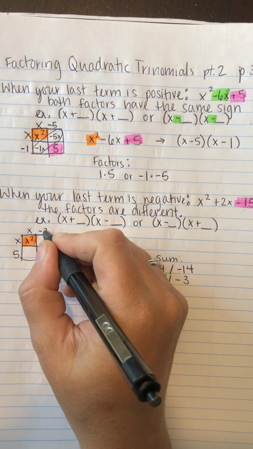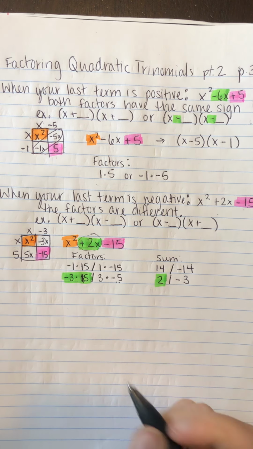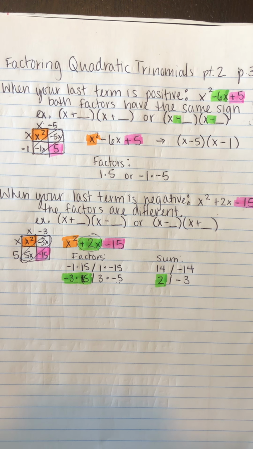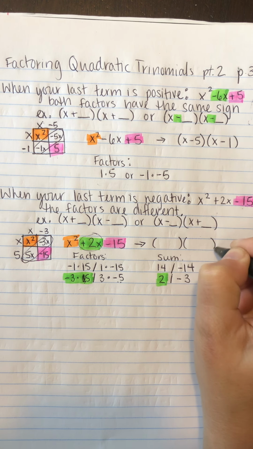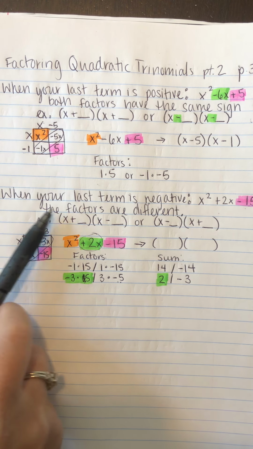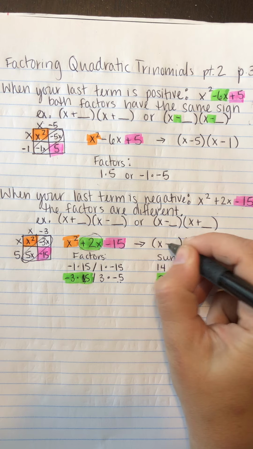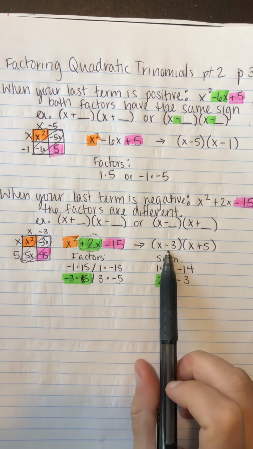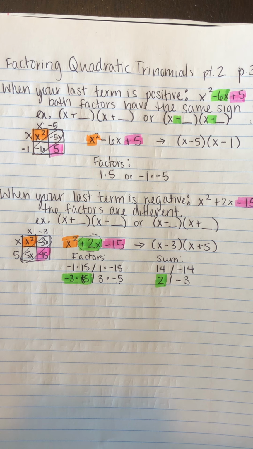So we have negative 3 times x is negative 3x. X times 5 is 5x. When we combine these, we've got to make sure that they do add up to that positive 2x, and they do. So our final answer, remember, based on our information here, we should have factors with different signs, which it looks like we do. So we have x minus 3 and x plus 5. You could have also written this as x plus 5 times x minus 3, because we know we can multiply in any order and we'll still get the same product.